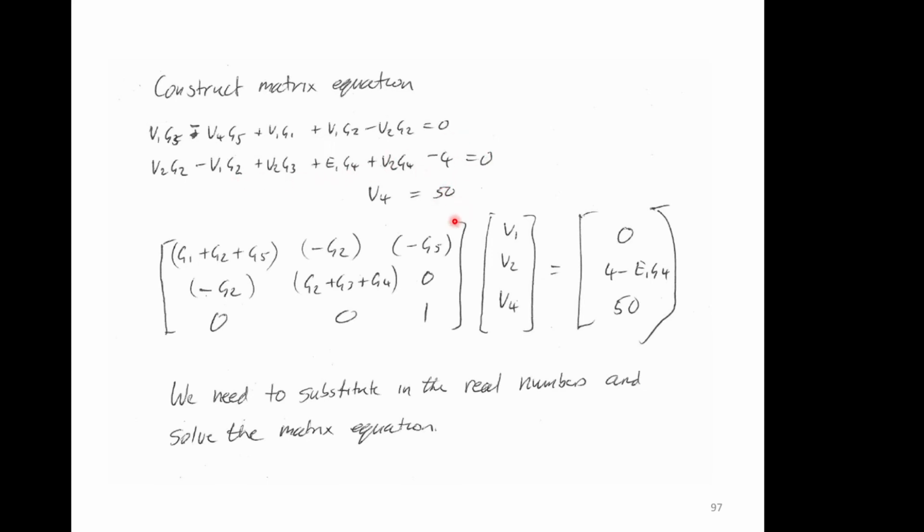We can turn that into a set of matrix equations. We can separate out the V1s, the V2s, and then the V4s, and turn them into this coefficient matrix. Again, if you multiply this out, you'll find that it comes to this equation. And then we've got to turn this into echelon form. So we need to substitute in the real numbers and solve the matrix equations.